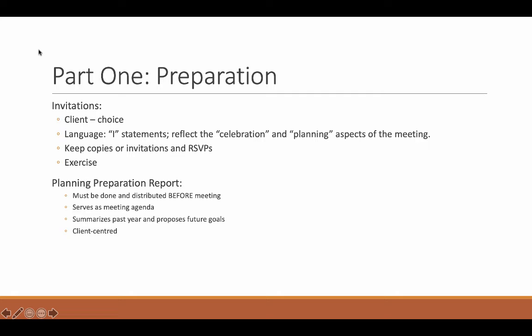So it's really important for you to make sure that it's something that's client-centered, and because of that, the language we use should again be those I statements, should reflect the notion of celebration and planning. Those are the two key ideas. And we want to make sure that we are doing it in a way that sounds like that person. So I'm going to ask you to pause the video and write a sample of what you might think a good invitation would sound like.